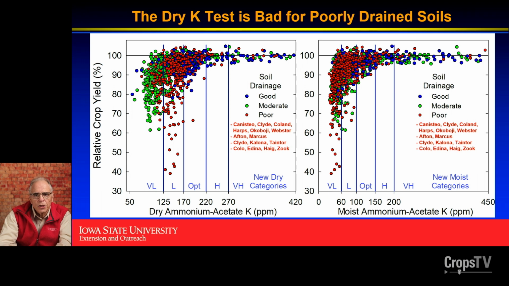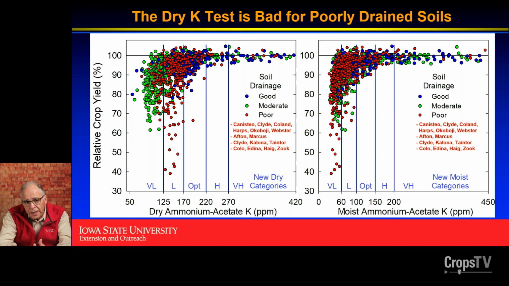This is why we have been insistent since 2013, when it was introduced, that people should use this moist test instead of the dry. I put there in blue soils with good drainage, green moderate drainage, and red poor drainage, from moderately poor to very poor. And I put there some of the series that are common in Iowa.